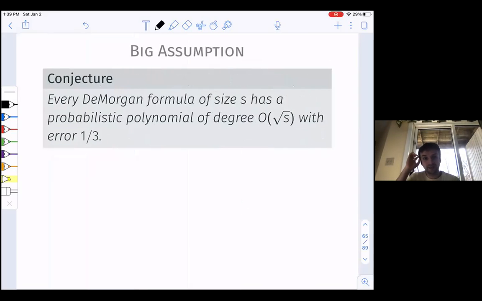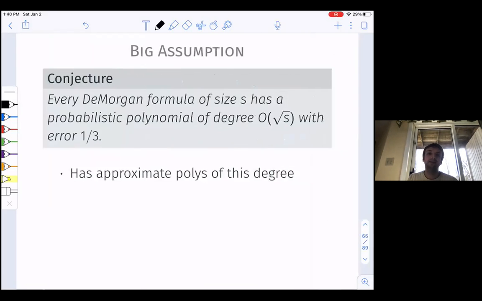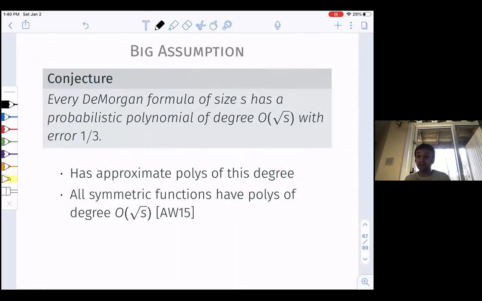Now, the conjecture that we're going to be using, which we believe is plausible, is the following. Every De Morgan formula of size s has a probabilistic polynomial, that's a polynomial over F2, of degree square root of s, with some constant error. And some reasons to think that this conjecture might hold are the following. Every De Morgan formula has approximate polynomials over the reals of this degree, of degree square root of s. Also, all symmetric functions do have probabilistic polynomials of degree square root of s.